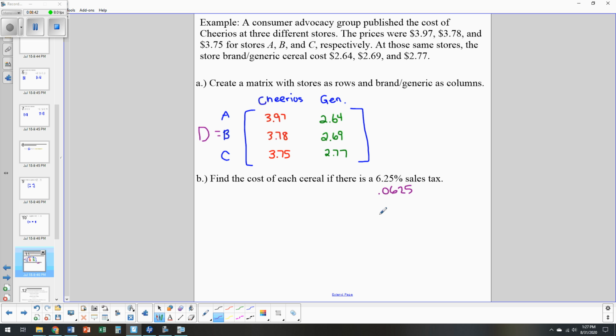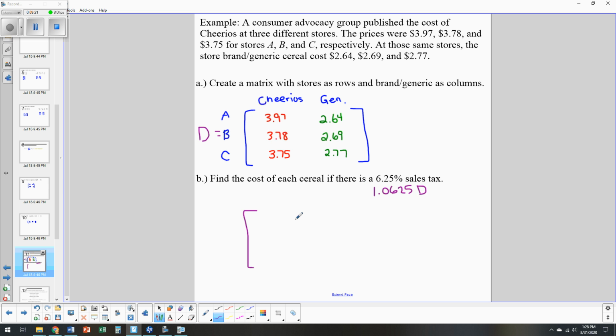But that would just give us the tax if we found what 0.0625 is of each of these numbers. So in order to include the original, I'm going to multiply each one by 1.0625. So what we're really finding is 1.0625D. So that means every single number in here we're going to multiply by 1.0625. All right, and I'm going to round to the nearest hundredth, because we're talking about money. So if the third digit was 5 or greater, I'm rounding the second digit up. If it's 0 to 4, I'm going to keep it the same.